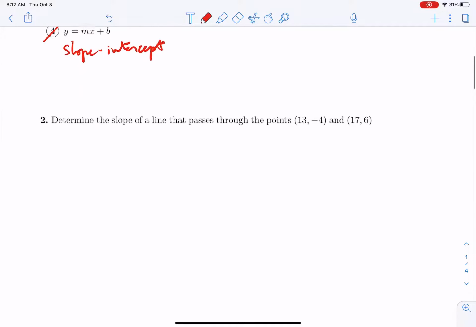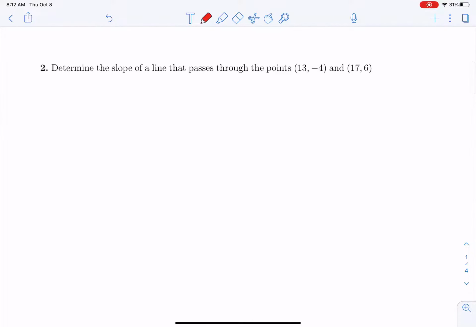All right, question 2. Determine the slope of a line that passes through the points (13, -4) and (17, 6). Well, going back to that formula we just saw, we've got m equals y2 minus y1 over x2 minus x1. Here are my 2 points. Now, it doesn't matter what I label. I'm going to label this x1, y1, x2, y2. All right, so plug in those numbers into that formula.